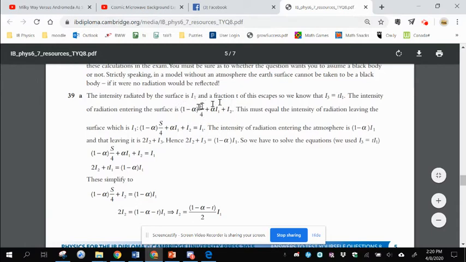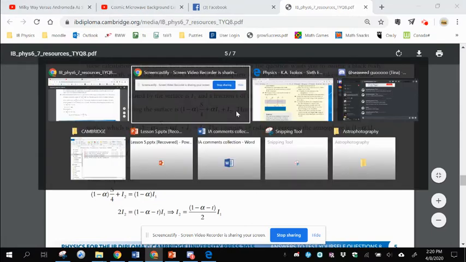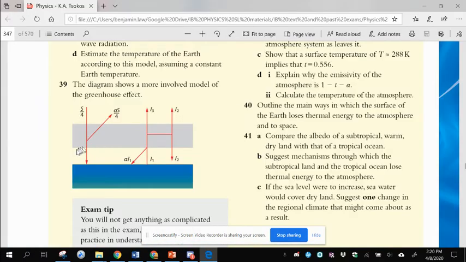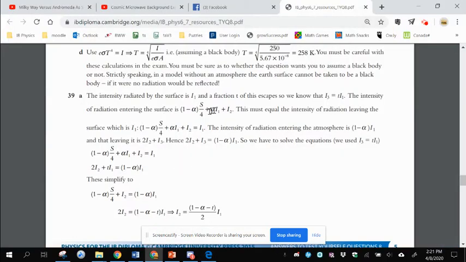Now let's look at this representation. This is 1 minus alpha, S over 4, plus alpha I1 plus I2. You may wonder where it is from. This part is 1 minus alpha times S over 4, because alpha has been reflected back; this is the 1 minus alpha passing through. What about this one? This is the reflection back to the atmosphere from the Earth's radiation, so alpha I1 and I2. This is pointing towards the surface. So when you add this one and this one together, you will get this.